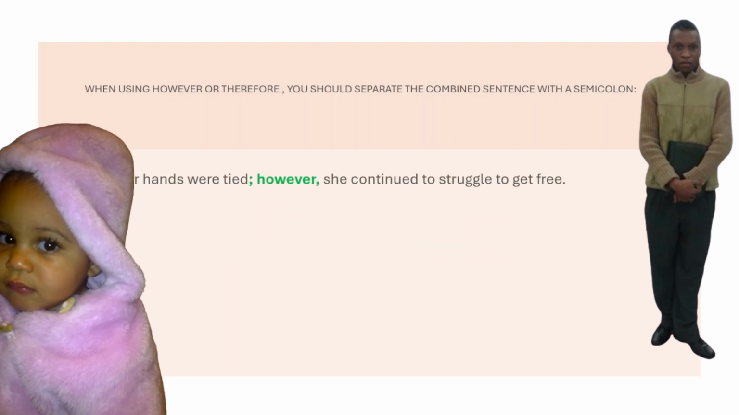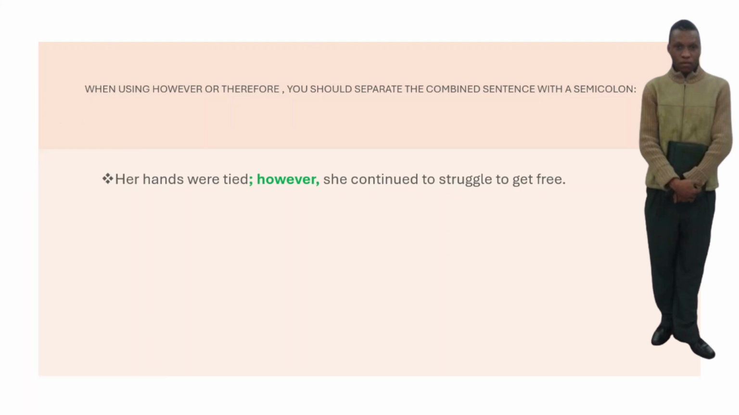Now, her hands were tied. However, she continued to struggle to get free, right? So when using however or therefore, you should separate the combined sentences with a semicolon. This is the one I'm talking about. So you're going to see here we separate them. Her hands were tied. However, she continued to struggle to get free. That's why we use a semicolon. Okay, this one is what we call a semicolon.